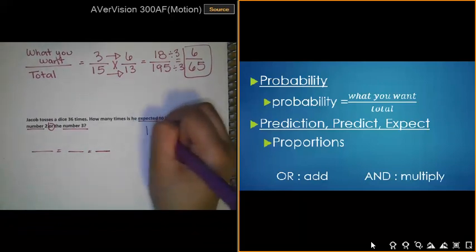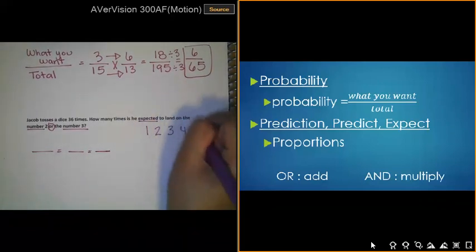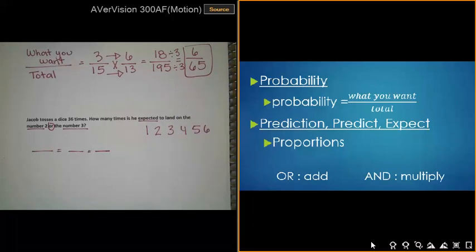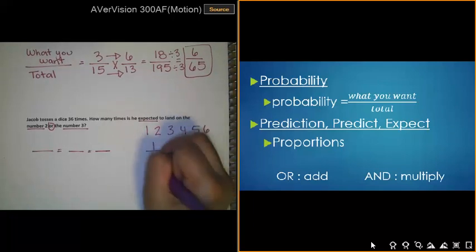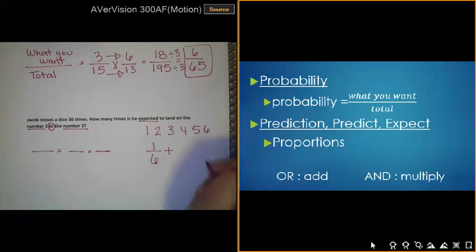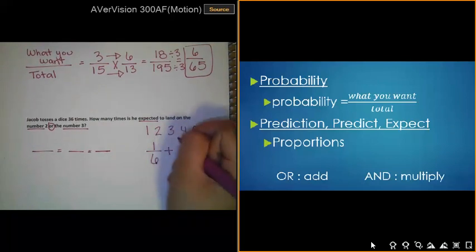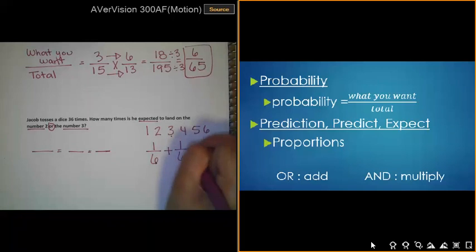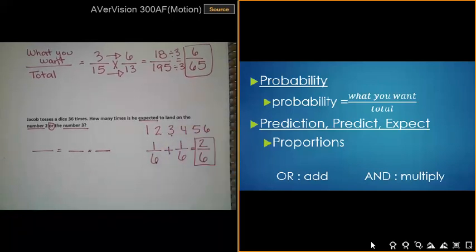On a dice, you have 6 numbers. The probability of receiving a 2 is 1 out of 6. Or means to add. And the probability of getting a 3 is 1 out of 6 as well. You add and you get 2 out of 6. This is the probability of just getting the number 2 or 3.